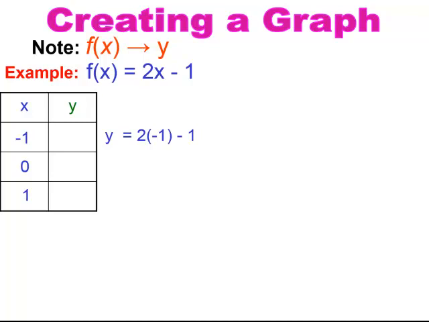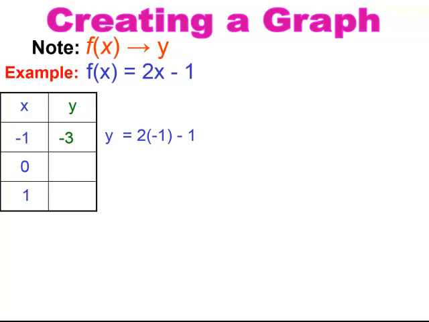So what you're going to do with your x values is substitute them into the given equation and find your y value. I started off with x equals negative 1. I'm plugging it into 2x minus 1, so I have 2 times negative 1 minus 1. That's negative 2 minus 1, which gives me negative 3.